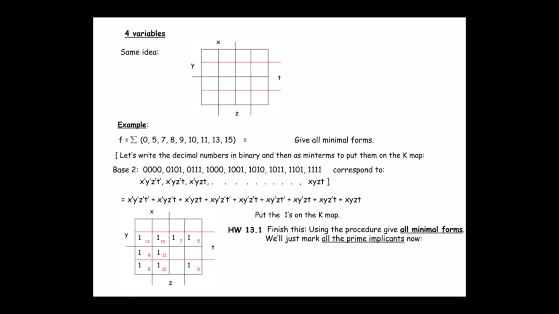Can somebody give me, there is a bunch of prime implicants here, so give me one by just naming the red numbers. 13, 15, 7, and 5. Yeah, that's a nice one.